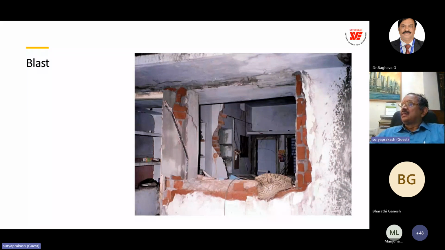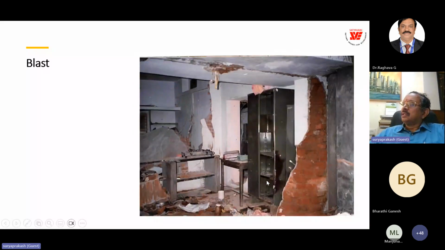Next is the blast. This is a 14-inch masonry wall in a residential building. Just due to a gas cylinder blast, this whole wall got blown off. Of course, unfortunately, a family died in this accident. But we have to think about this when we are designing the building.